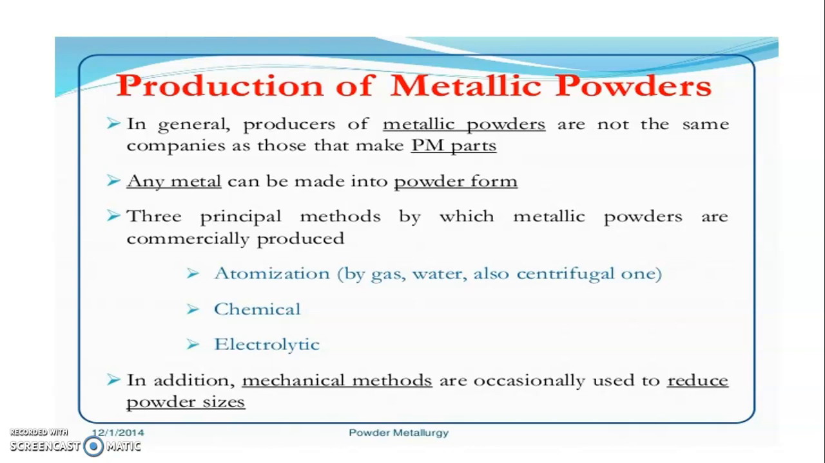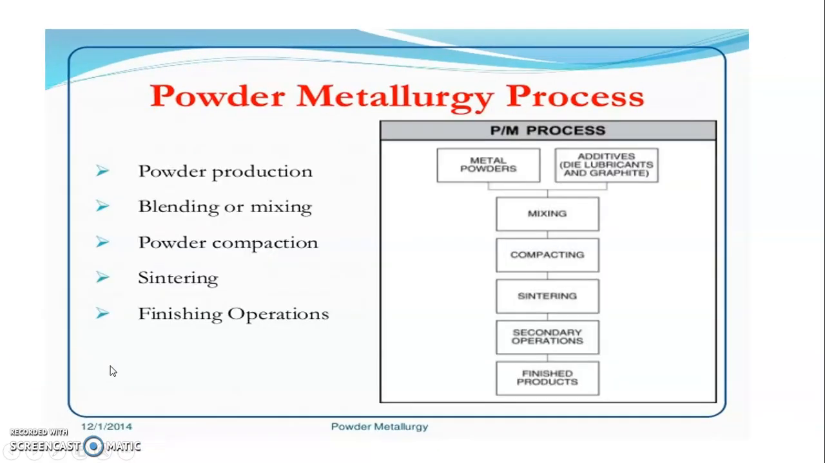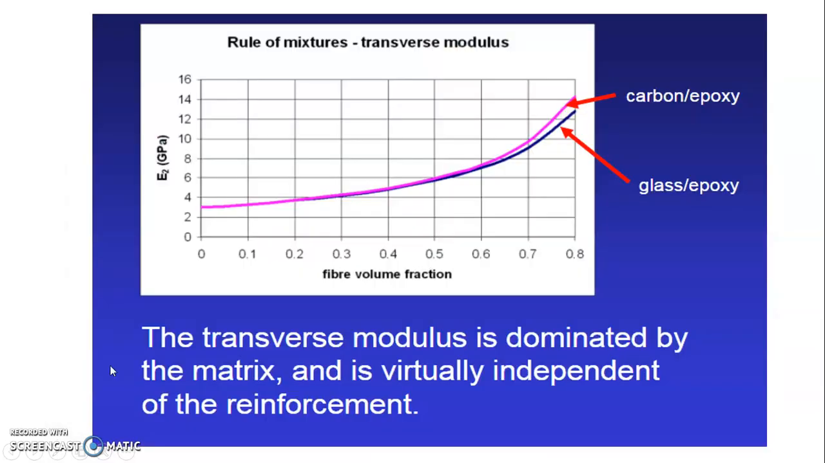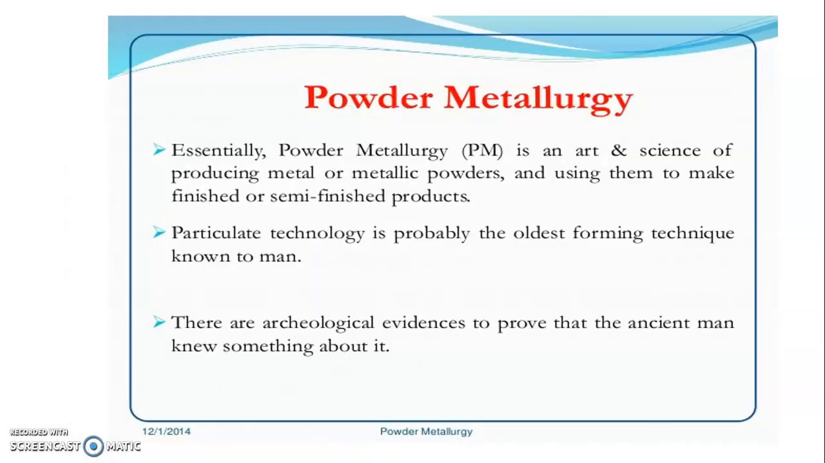In this video, we are going to see the products of metallic powders. Okay, the powder metallurgy process. Before that, I will start with the previous day. So, powder metallurgy process. Powder metallurgy is the art and science of producing metallic powders, and using them to make a finished or semi-finished product.